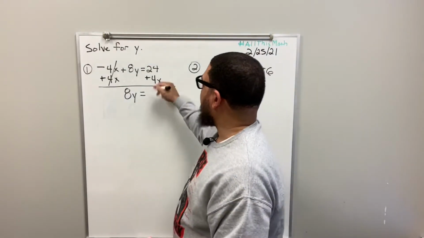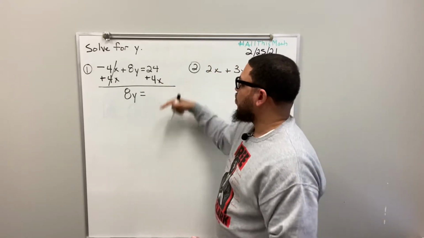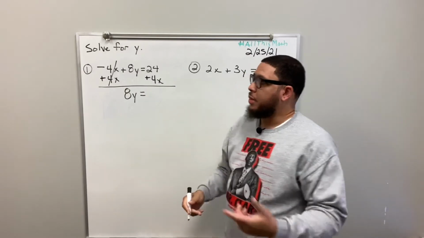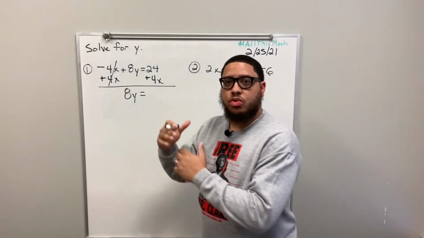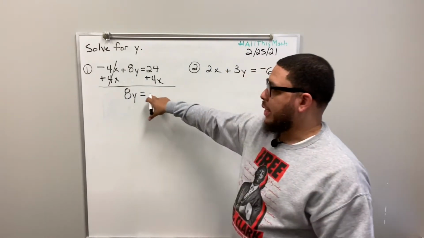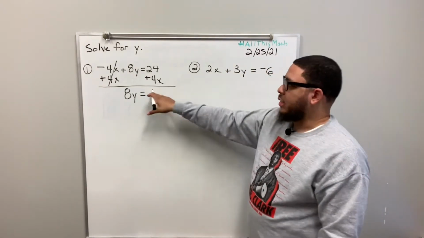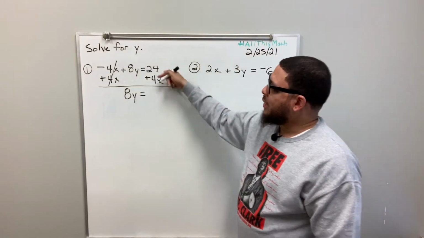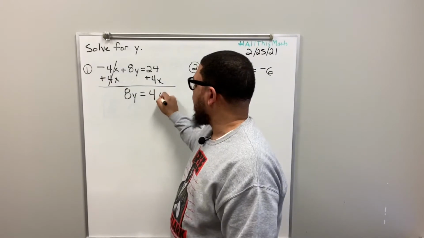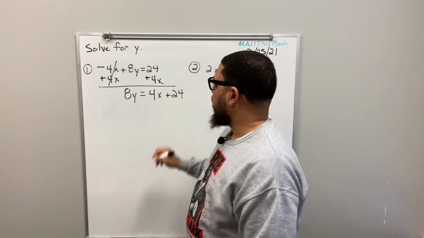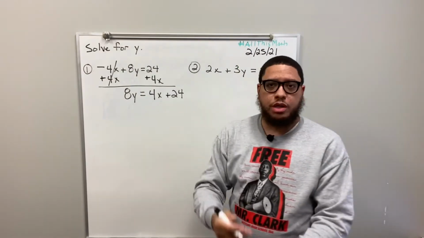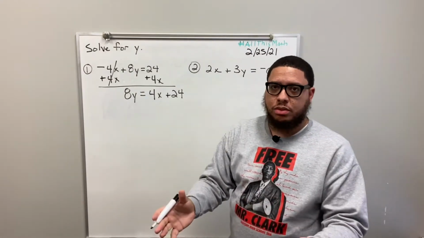So normally this looks like 24 plus 4x. Normally I would just write 24 plus 4x. But because I'm solving for y and I'm trying to get to what I called earlier the slope-intercept form, I want the x term right next to the equal sign. So instead of writing 24 plus 4x, I'm going to write 4x plus 24. And I can do that because the order doesn't matter, because 4x plus 24 and 24 plus 4x represent the same value.